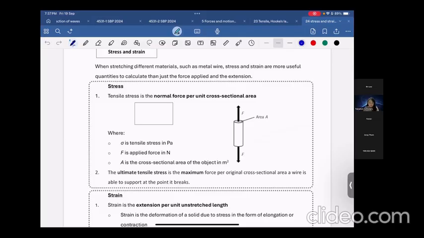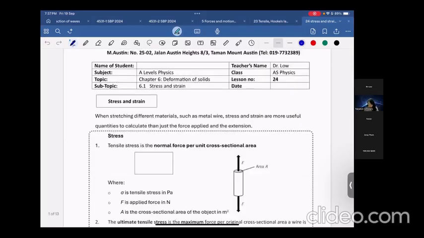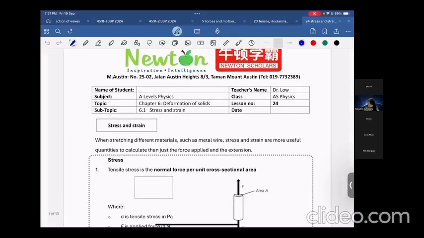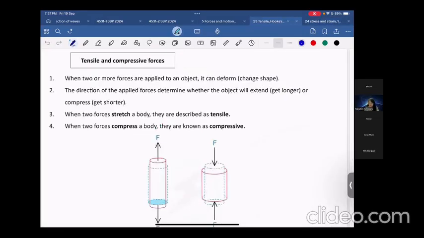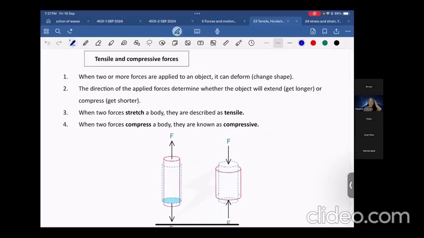So today we're entering chapter 6, deformation of solids. What is the meaning of deformation? Deform means to change shape. What will change shape? When we apply force to an object, we change the shape of the object, so it will cause deformation.